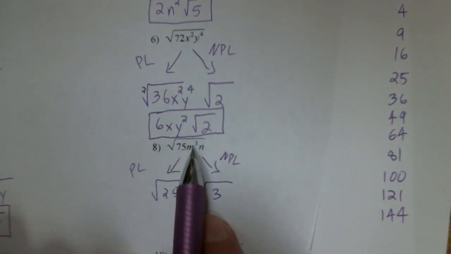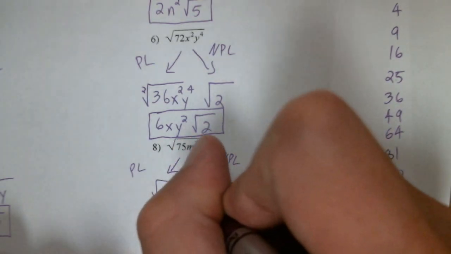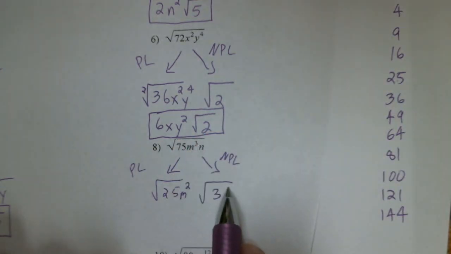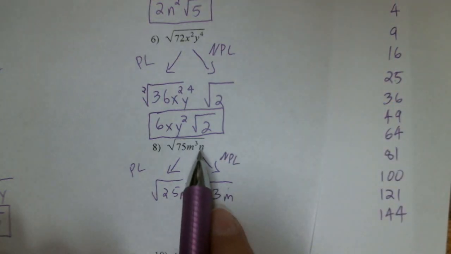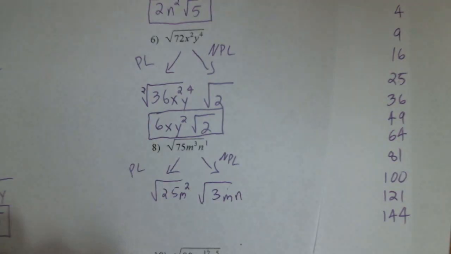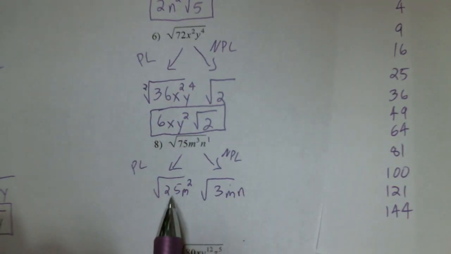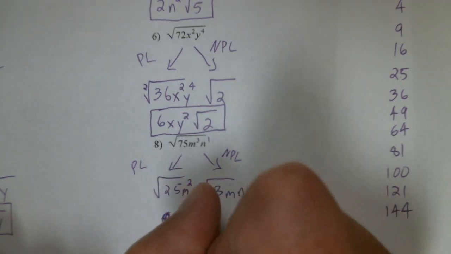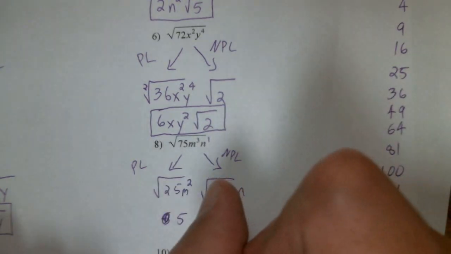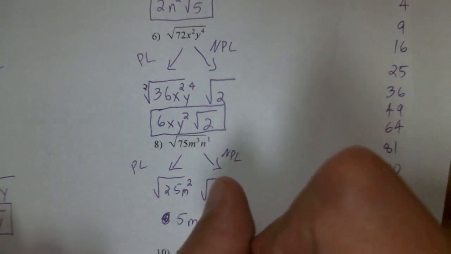M to the third is not even. Okay, so I've got to drop it down to m squared. And what does that mean? How many go in the trash can? 1 m goes in the trash can. N is odd, and I can't drop it down because that's just an n to the first. So that 1 n goes in the trash can. All right, square root of 25 is 5. Square root of m squared is just m. And then I'm left with the garbage.